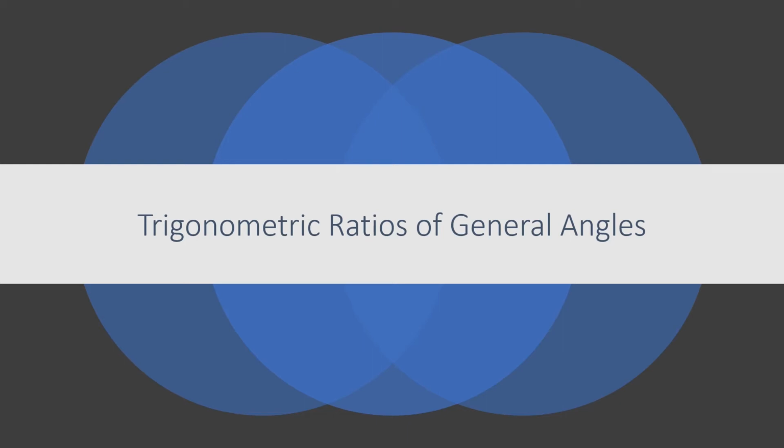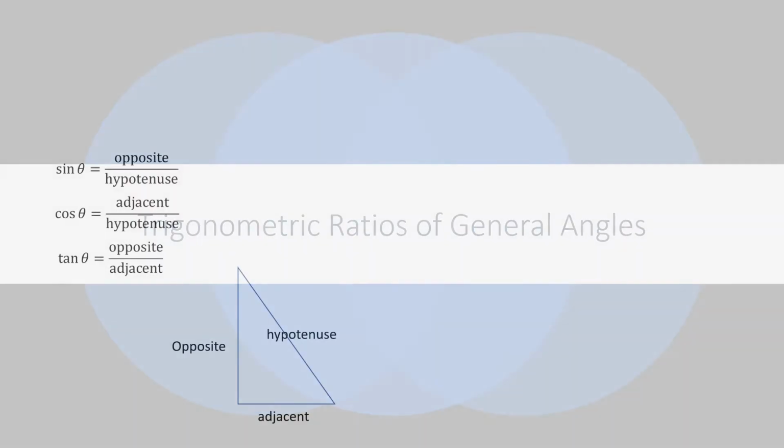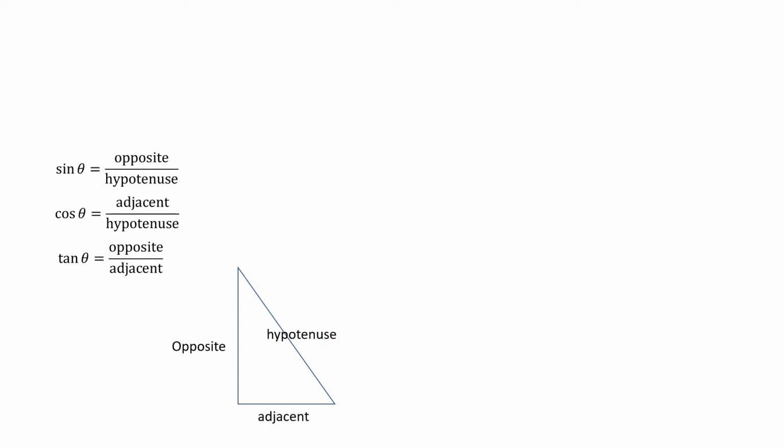This week we're going to look at trigonometric ratios of general angles. So that just means trigonometric ratios of all angles. Let's recall what our trigonometric functions were for our angles we learned in our trig lesson in Form 4.